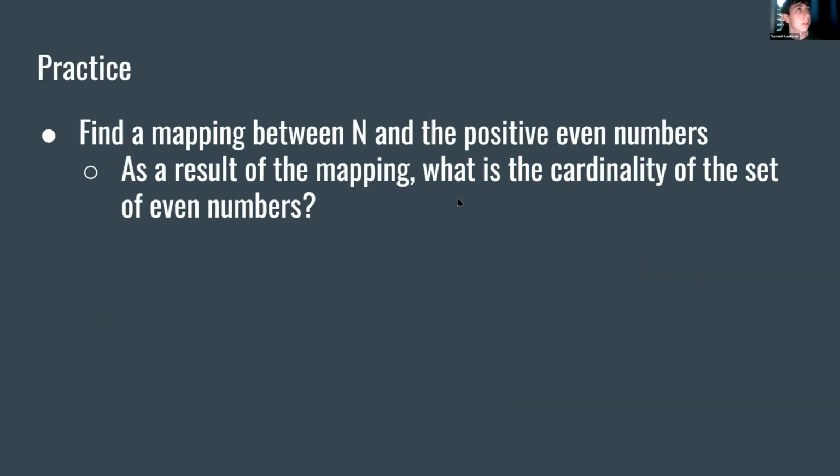So we're going to do some practice with them. Try and find a mapping between N and the positive even numbers, so a way to correspond every natural number to every positive even number. And because you can make this mapping, after you make it, what does that tell you about the cardinality of the set of positive even numbers? I'll put in chat if you get a mapping, and then we'll talk about it. Remember, a mapping is just a way to correspond every element of N to every element of the positive even numbers.